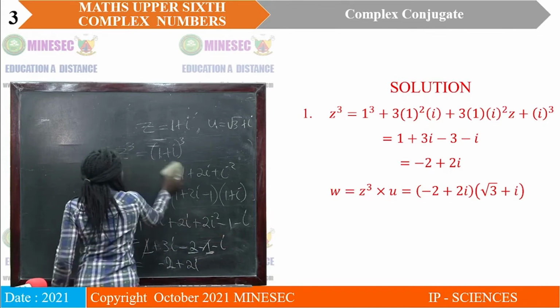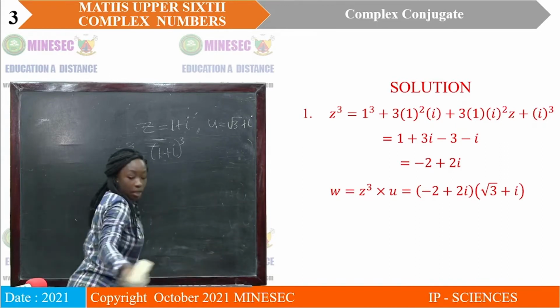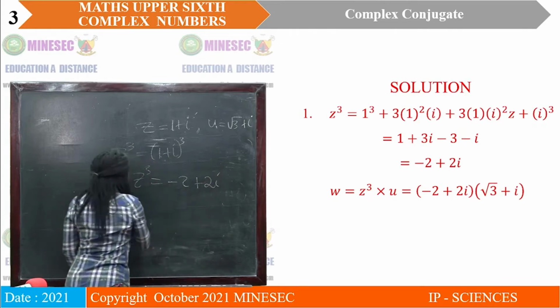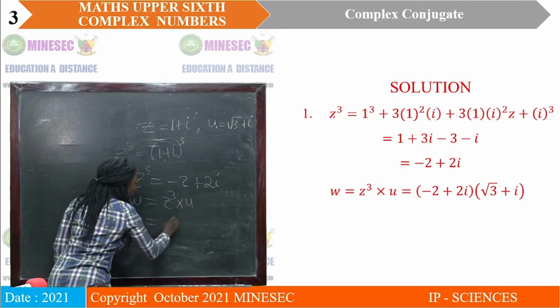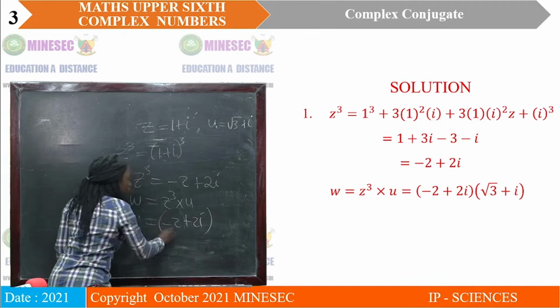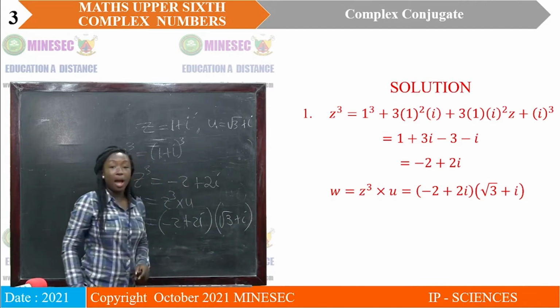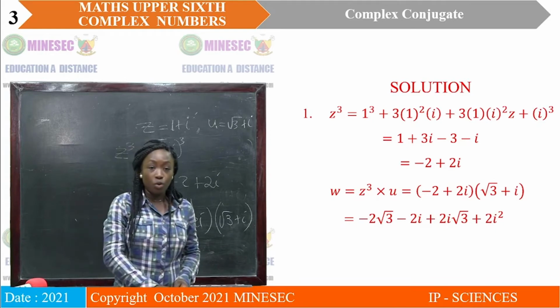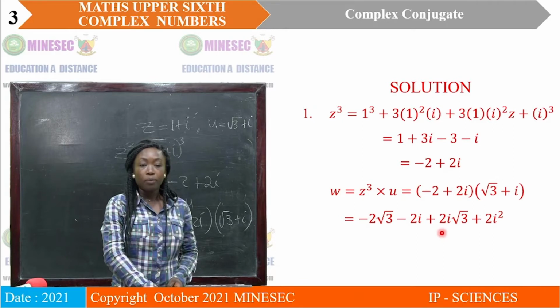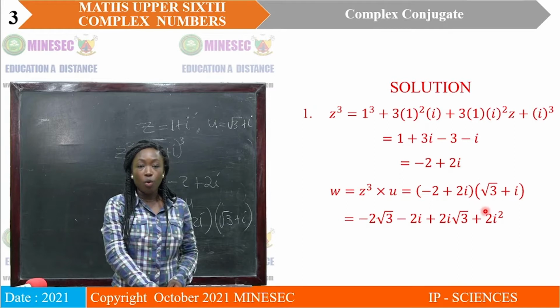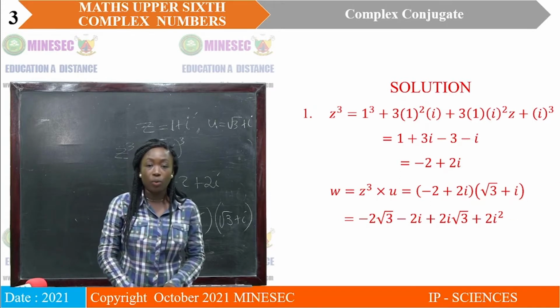We've obtained our Z cubed to be negative 2 plus 2i. And so W given as Z cubed times U, we simply multiply negative 2 plus 2i by U that was given, and U is root 3 plus i. So carrying out that multiplication, we are going to get negative 2 root 3 minus 2i plus 2i root 3 plus 2i squared. And we note that i squared equals negative 1.